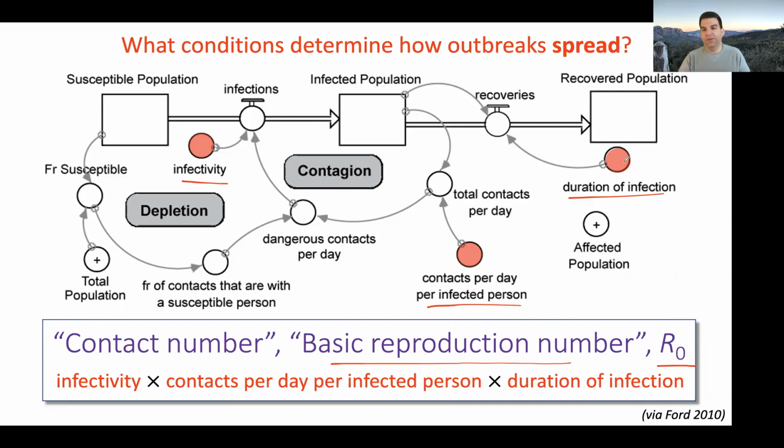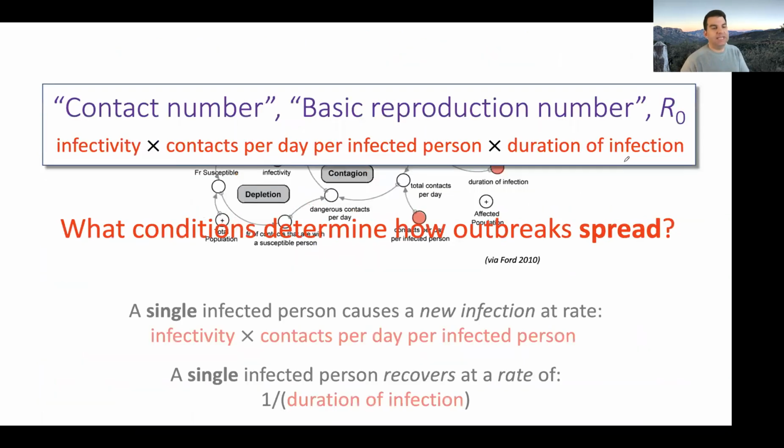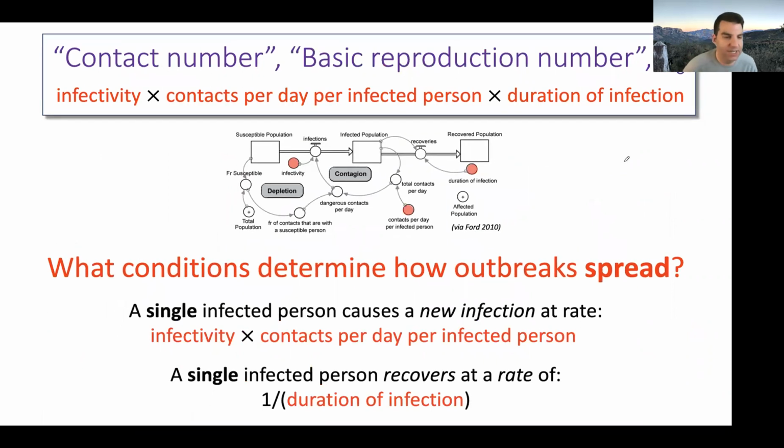And so where does it come from? Well, the basic idea behind the basic reproduction number is we want to say, under what conditions do outbreaks spread?